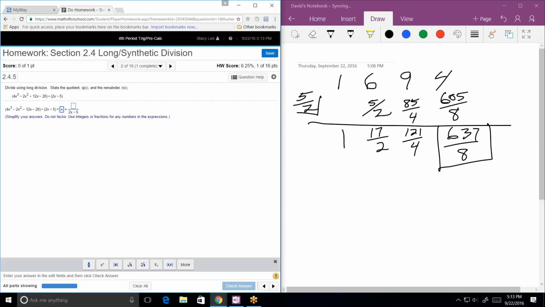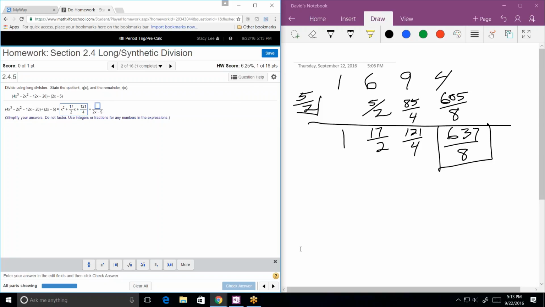So I got x squared, 17/2x plus 17/2. And here you got to make sure you hit that right arrow because the x can't be in the denominator. Plus 121 divided by 4. I don't see where I can simplify any of those.